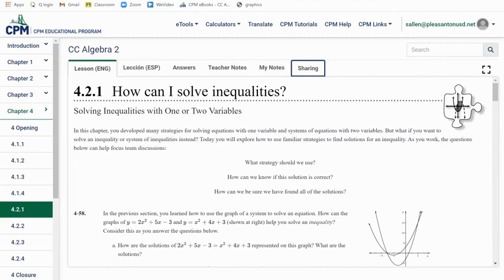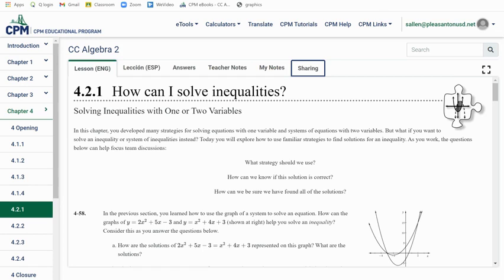We are going to be looking at section 4.2.1, and today we're going to be doing problems 58 and 59, and then when we meet, not in person, but when we meet together, we will be looking at the next few problems. Okay, so we will start with 58.